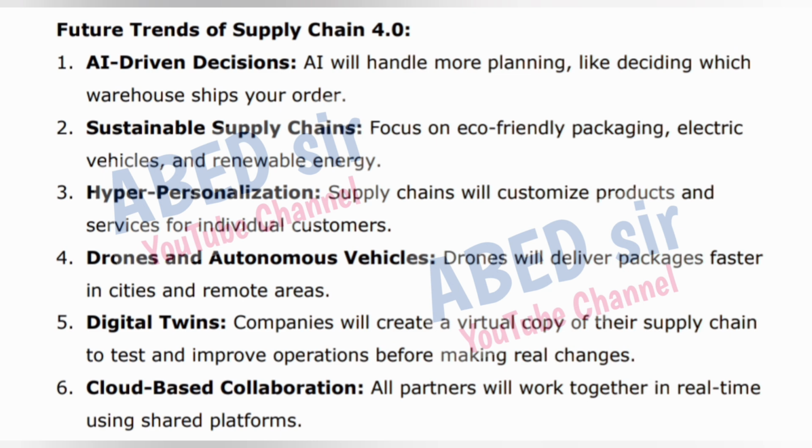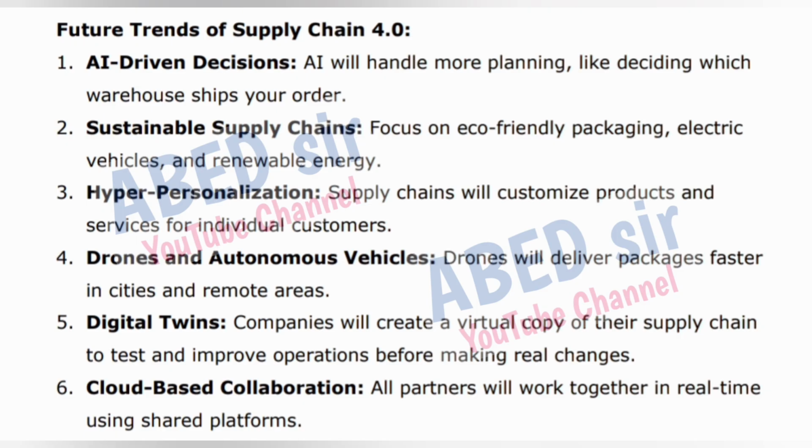Future trends of Supply Chain 4.0. 1. AI-driven decisions. AI will handle more planning, like deciding which warehouse ships your order. 2. Sustainable supply chains focus on eco-friendly packaging, electric vehicles, and renewable energy. 3. Hyper-personalization. Supply chains will customize products and services for individual customers.